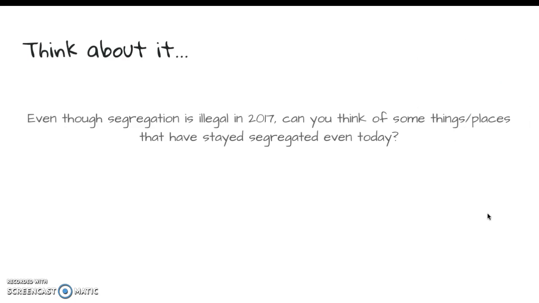Okay, and just to wrap it up, I want you to think about it. So even though segregation is illegal in 2017, can you think of some things or places that have stayed segregated even today? So I want you to think on it. We're going to talk about this when we do our lesson on Jim Crow laws. So I want you to just come up with some ideas. What are some things that you do see clear division in races, whether it's intentional or not? And we are going to talk about it.